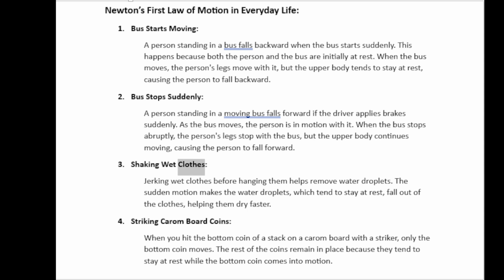Shaking wet clothes. Jerking wet clothes before hanging them helps remove water droplets. The sudden motion makes the water droplets, which tend to stay at rest, fall out of the clothes, helping them dry faster.